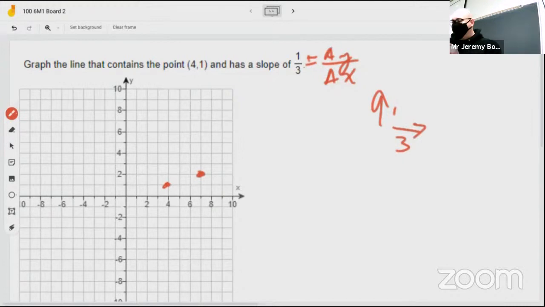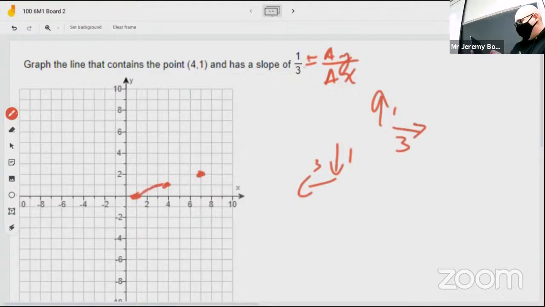We can also interpret it as going down 1 and to the left 3. So if we do that, we go down 1, then 1, 2, 3 to the left 3. We'd have this point right here, (1, 0). And so you just have to draw the line that connects those points. There we go.